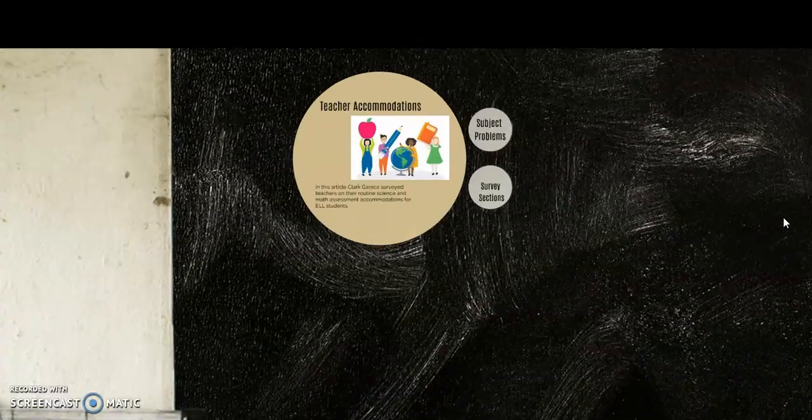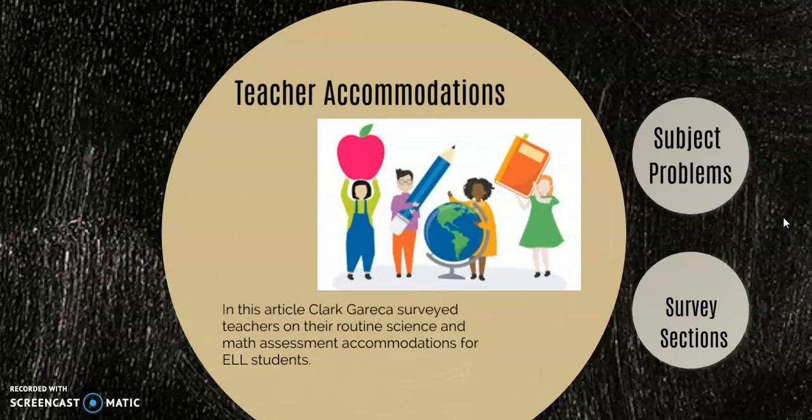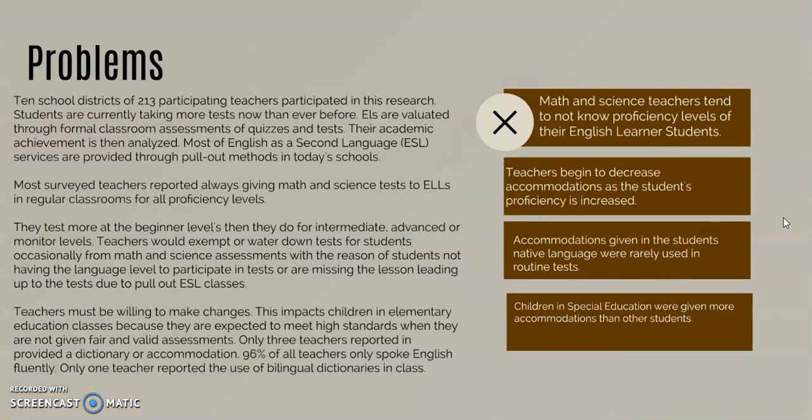The next thing we're going to talk about is teacher accommodations. This article was talking about surveys that they gave to teachers in Pennsylvania. It was 213 teachers in 10 school districts, and it was not just English and reading subjects, but math and science. A problem faced was that math and science teachers tend not to know the language proficiency of their language learners. They begin to decrease the accommodations for students or do not give any accommodations for their ELL students.